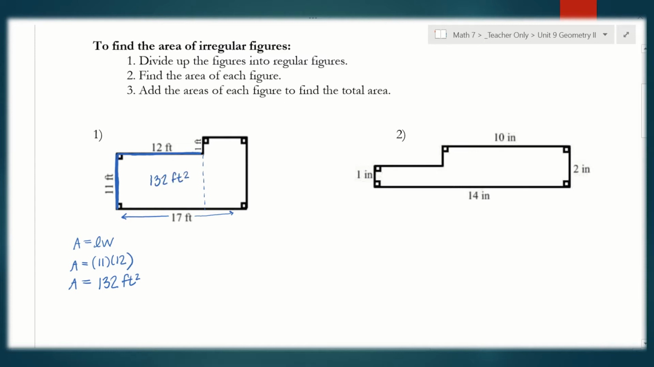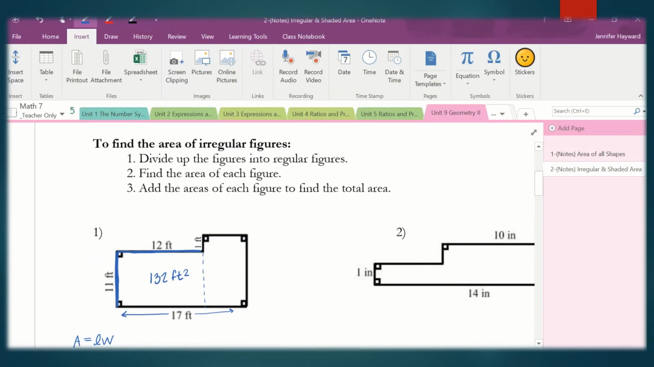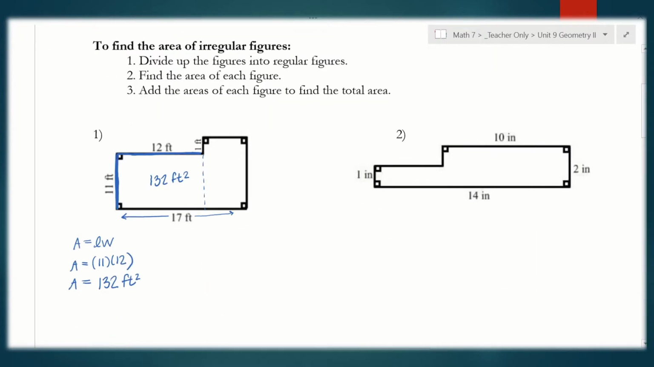Okay, so now I need to find the area of the other rectangle. I'm just going to change my color here so you guys can see. In order to figure out the area of this rectangle, again, I need the length and the width. So here is my width, and here is my length. Now, unfortunately, neither of those sides is labeled, and so I really need to do some work to figure this out.